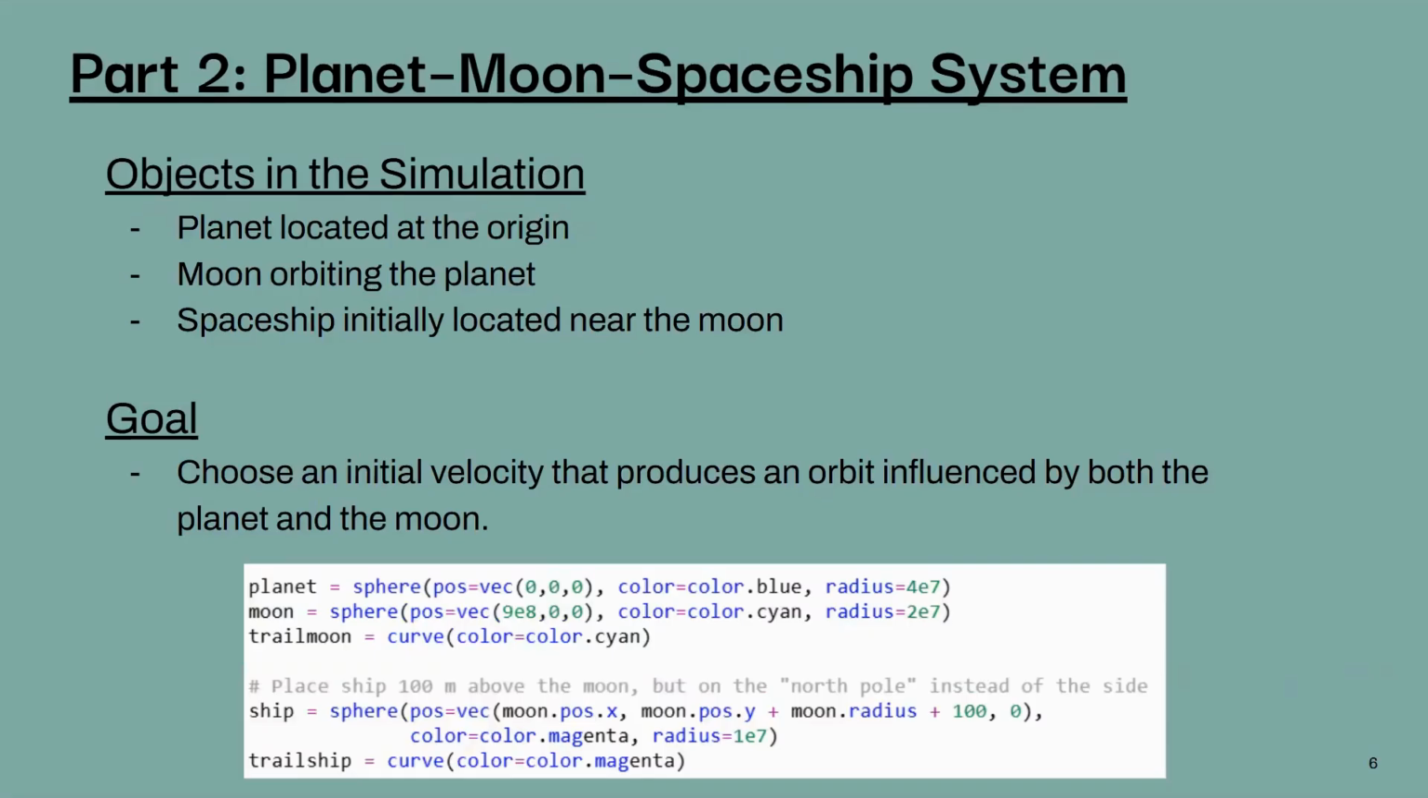In part two, a new system is simulated that includes a planet, a moon orbiting the planet, and a spaceship located near the moon. The planet is fixed at the origin, and the moon moves in a circular orbit around it. The spaceship begins just above the surface of the moon. The goal of this part of the lab is to determine an initial velocity that allows the spaceship to move in a stable orbit influenced by both the moon and the planet without colliding with either object.